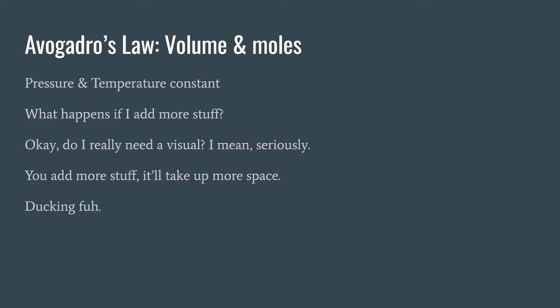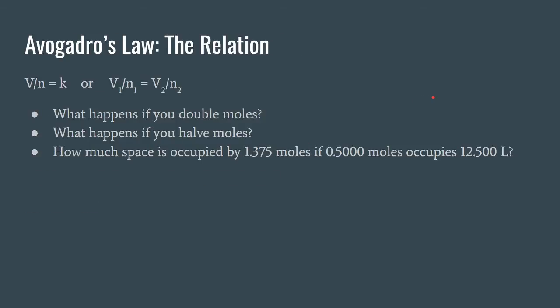But yeah, you increase the number of moles, you're going to increase the volume. Decrease the number of moles, you decrease the volume. And once again, it is a nice, straightforward relationship. V over N is constant, or V1 over N1 equals V2 over N2. You double the moles, you double the volume. Cut the moles in half, you cut the volume in half.